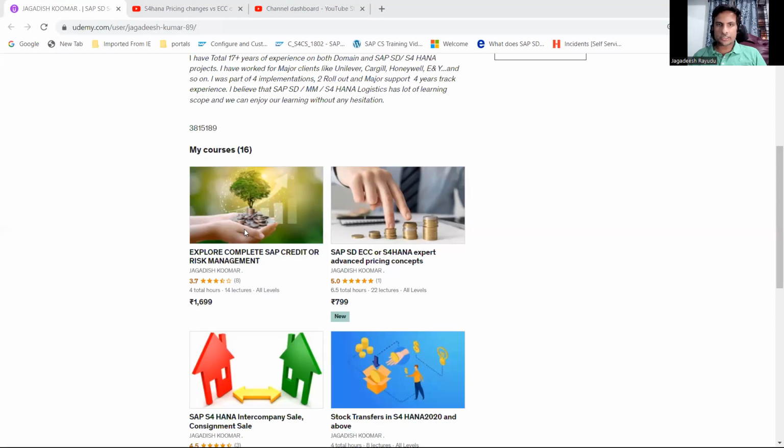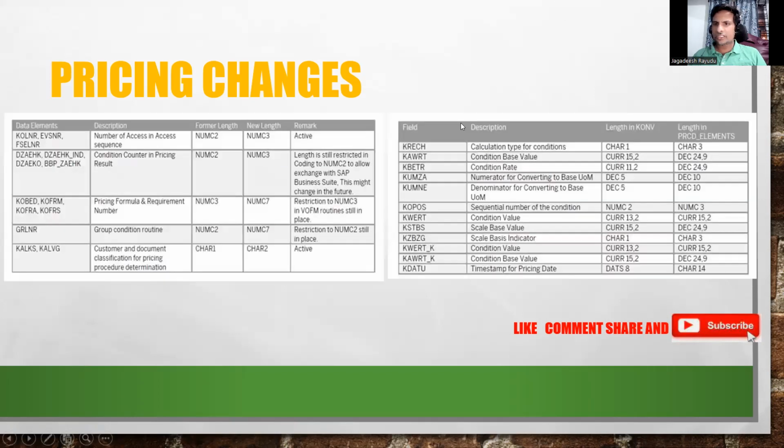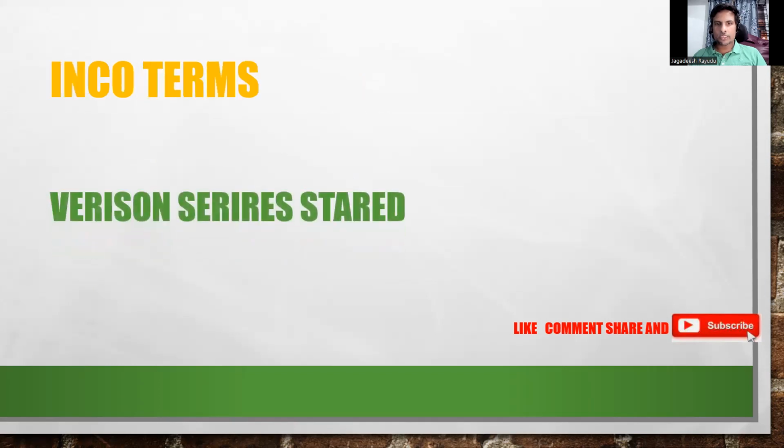Length increasing. Major changes like PRCD_ELEMENTS. You cannot access your KONV. You can see that video I have shown on YouTube, where you can get the changes. See, these are the length changes. There is nothing to do with them. This is useful for ABAPers. They have increased the length and all those things for your KOMV.